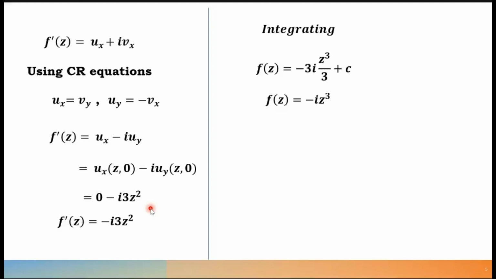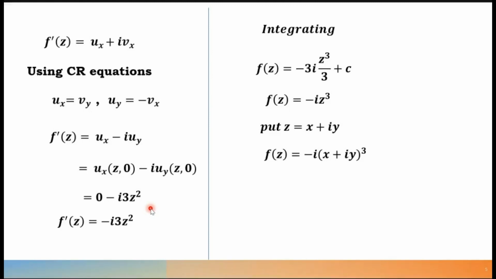Now calculate, putting z is equal to x plus iy. So minus i into x plus iy the whole cube. Collecting the real and imaginary parts on the right hand side will give you the u function, and the imaginary part will be the v function. So the orthogonal trajectory will be the v function.